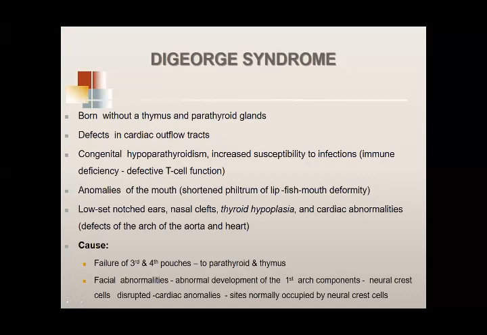What is the reason? Failure of the third and fourth pouches to develop normally, with the result that the two parathyroids and the thymus fail to develop. Now both parathyroids are absent because the third pouch and the fourth pouch are both involved. The facial abnormalities are mostly from components of the first arch, and I told you earlier that the migration of the neural crest is very important here. So when the neural crest does not migrate normally, this results in cardiac anomalies. We have already done that. Cardiac valve anomalies can also occur.